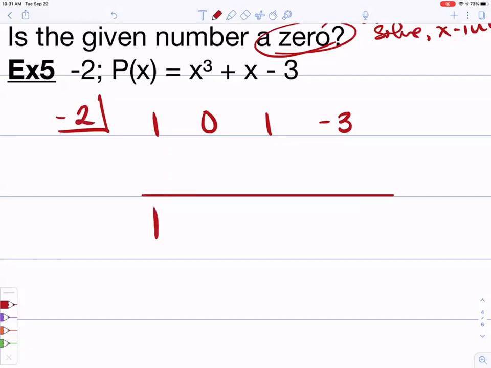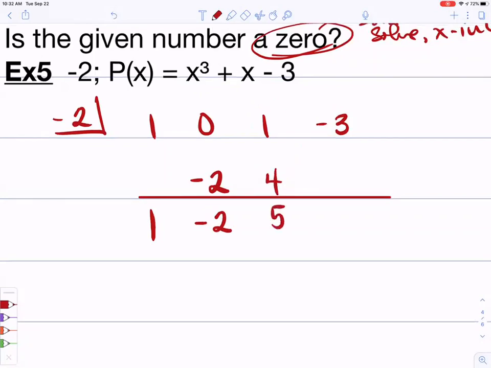All right, so pull down your leading coefficient. All right, no math there, just copy. Multiply. All right, November, I want you doing this one, okay? Multiply by the box. So take the 1 and multiply by the box. What do you get? Okay, now add these two together. Okay, now multiply by the box. Add. Multiply the box. Good, add.